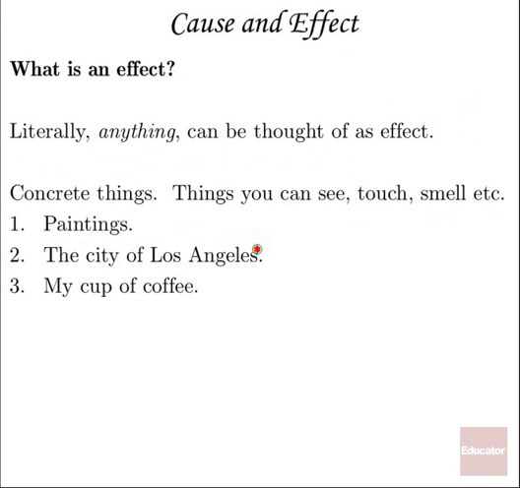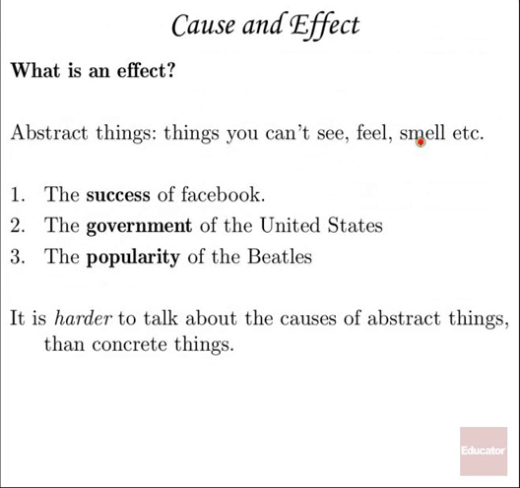So, once again, literally anything can be thought of as an effect. But one of the difficulties when we're going about cause and effect is that some things are concrete, meaning I can touch them, and I can look at them, and I can read them, but some things are abstract. So for instance, a book is a concrete thing, but on the other hand, the Republican Party, the Democratic Party, these are abstract things. Here are more examples. The success of Facebook. I can't see or touch or feel or read the success of Facebook.